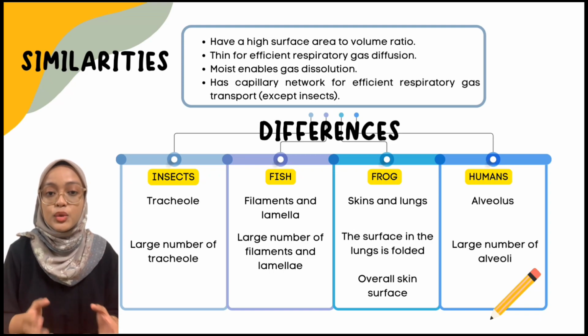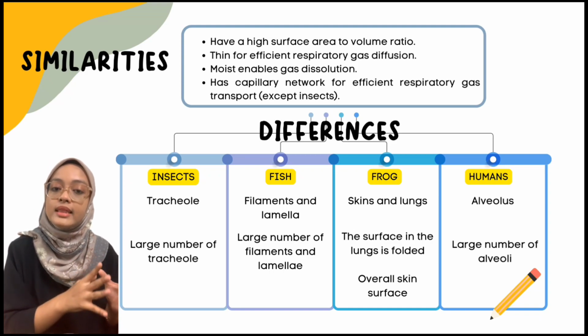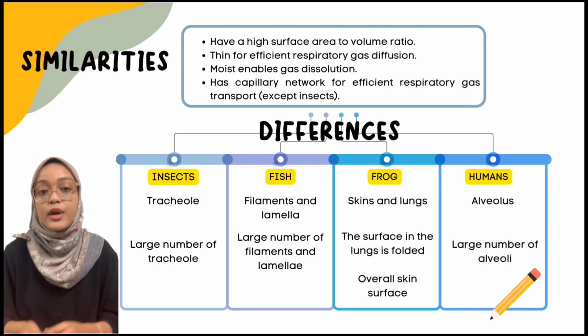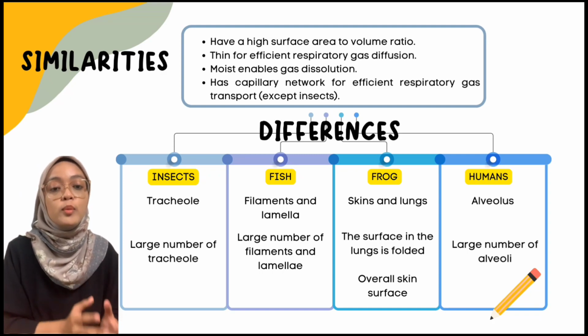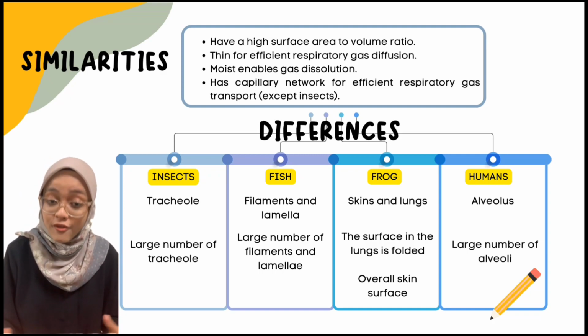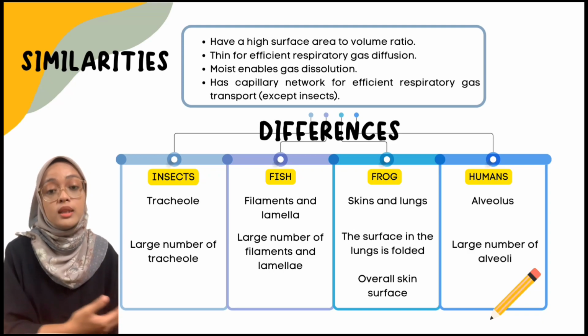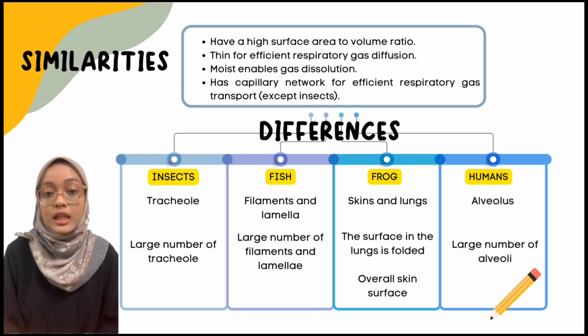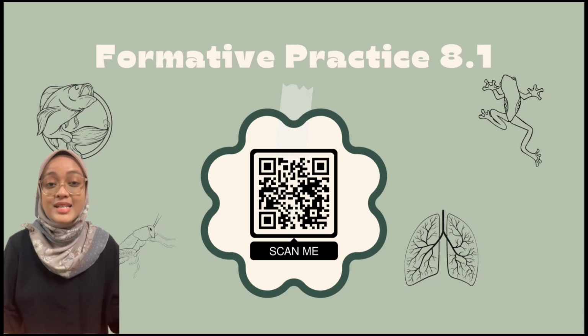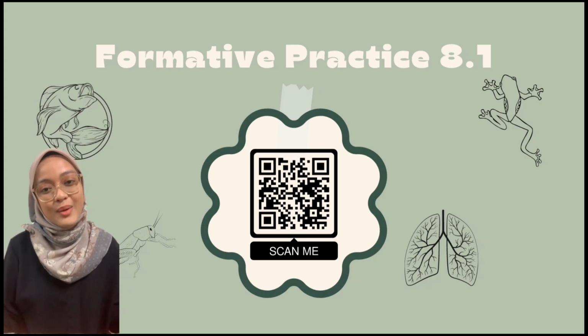So here you can look at the similarities and differences of the respiratory structure in humans and animals. You may find this table in your textbook on page 131. So with that, we are done with our lesson.